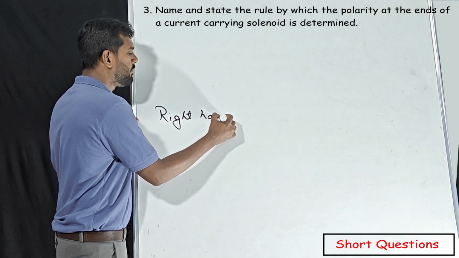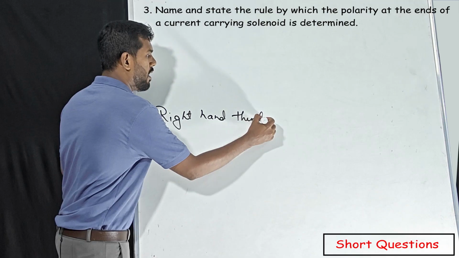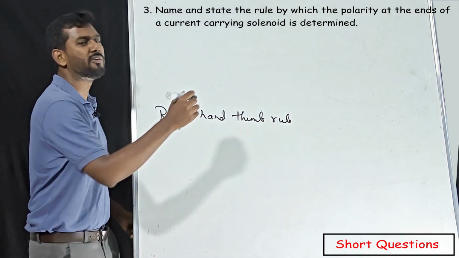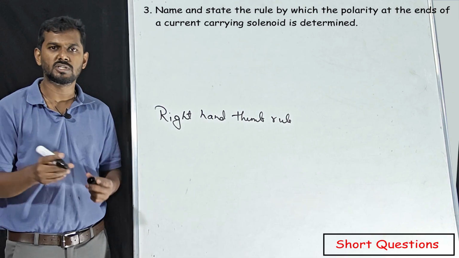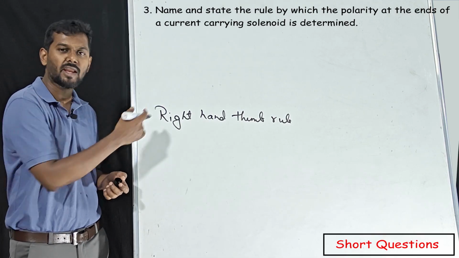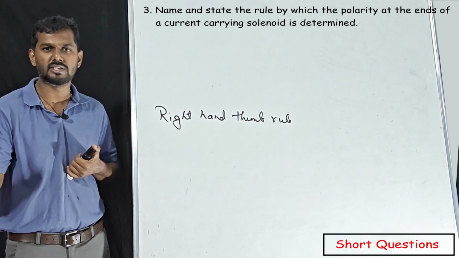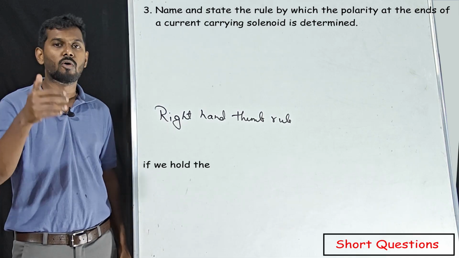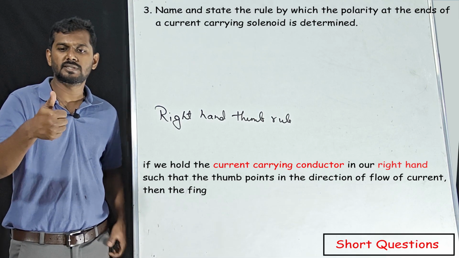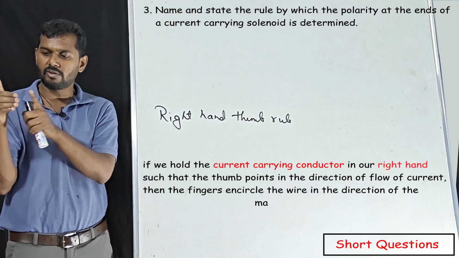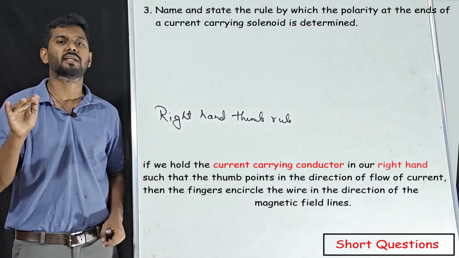Right hand thumb rule. How to define it? Just now in the first sub question of short questions, we have defined what the right hand thumb rule is. Here also we'll discuss, very simple. Whenever we hold a current carrying conductor in our right hand, the thumb represents the direction of current and the fingers represent the direction of magnetic field.